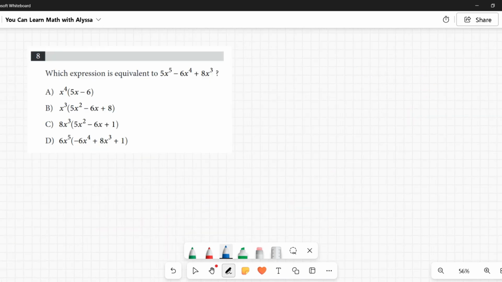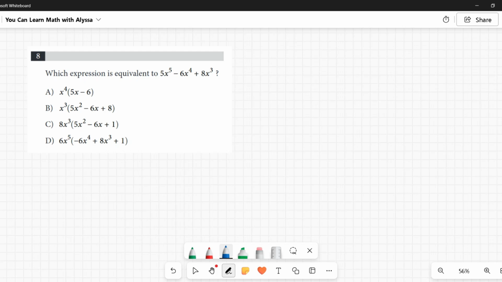Number 8, which expression is equivalent to 5x to the 5th minus 6x to the 4th plus 8x cubed? Now, they are not wanting us to solve for x. It's just finding an equivalent expression. So we're going to want to factor this. That's where our mind should be going, towards factoring. In this case, the first thing we'd like to do, because we have x to the 5th, x to the 4th, and x cubed, we have x's in all of them, is think greatest common factor, because we may or may not be able to factor further than pulling out a greatest common factor. But when you have shared variables in all of these, that's the first thing you want to think of.